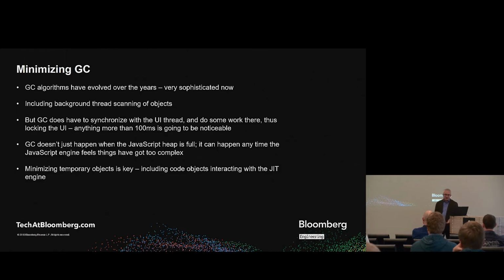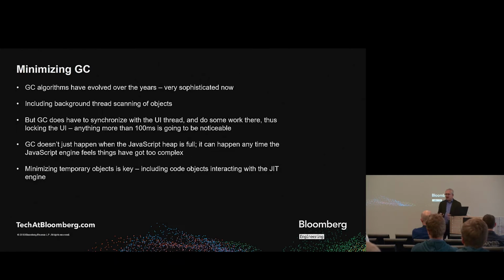GC algorithms nowadays are actually very sophisticated. Garbage collection, by the way, for anybody who doesn't know that terminology, has really evolved over the years. JavaScript engines will do a lot of the scanning phase in background threads, but at some point we'll need to synchronize with the main thread doing the JavaScript work. And you really want to be careful, particularly if this is the UI thread, to not have a stutteriness on the screen just because GC is happening. So really the objective is to minimize GC.